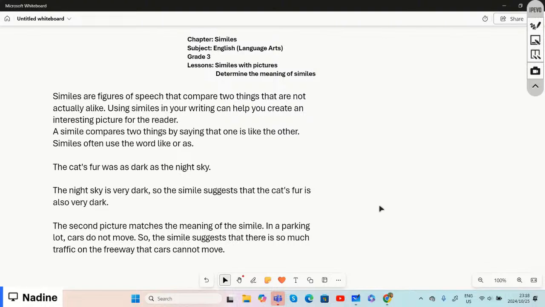Yes, well done. David is as fast as a cheetah. We know cheetahs are fast, right? And of course, if David were to challenge a cheetah, the cheetah, of course, will win. But we are just trying to compare that David is really a fast runner.